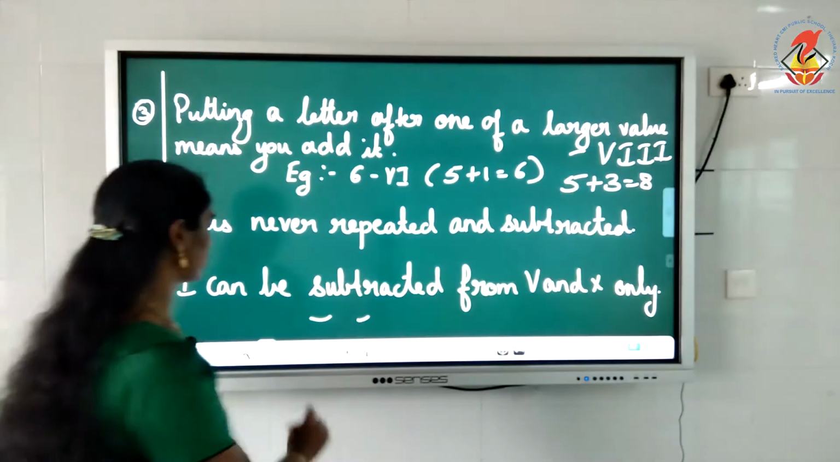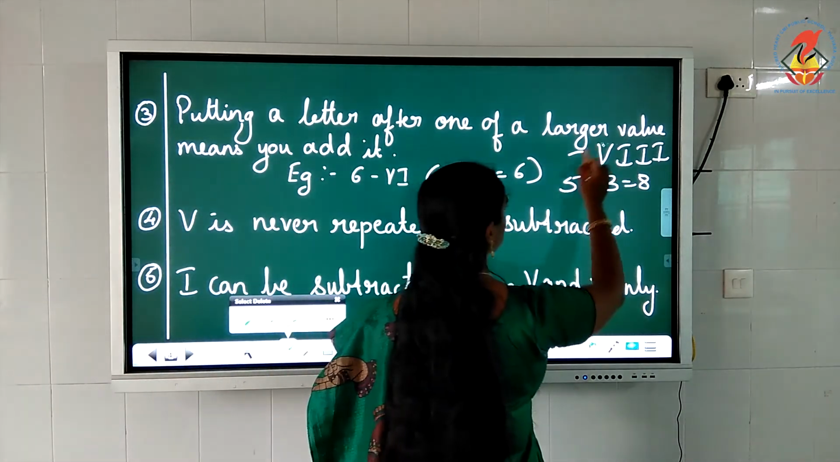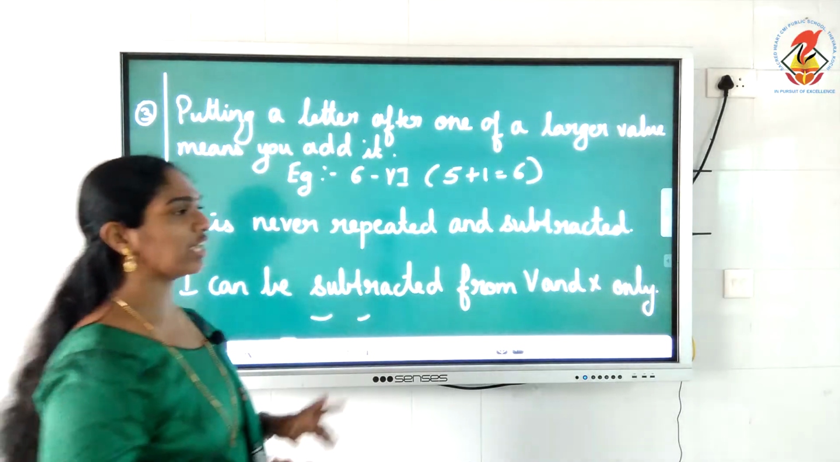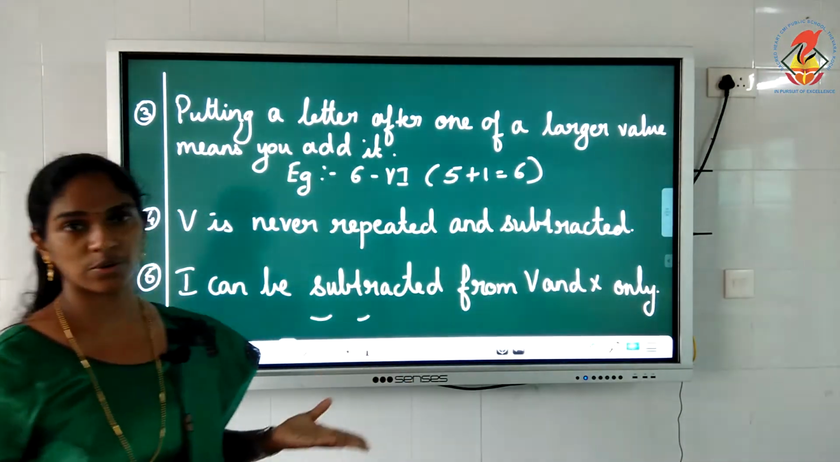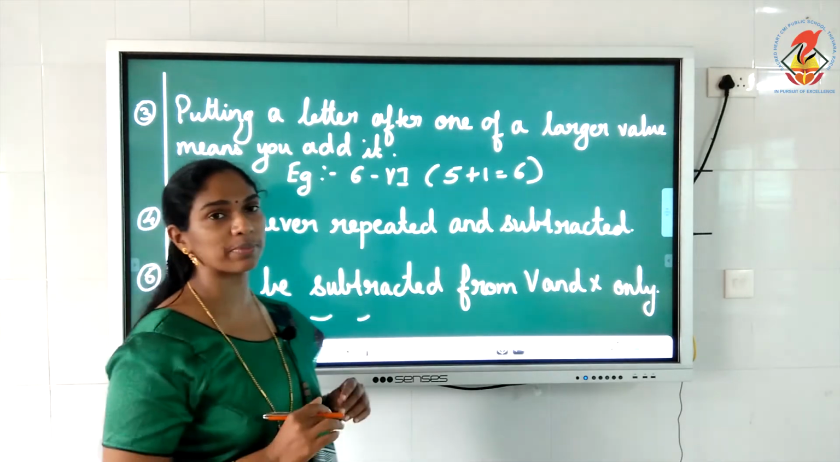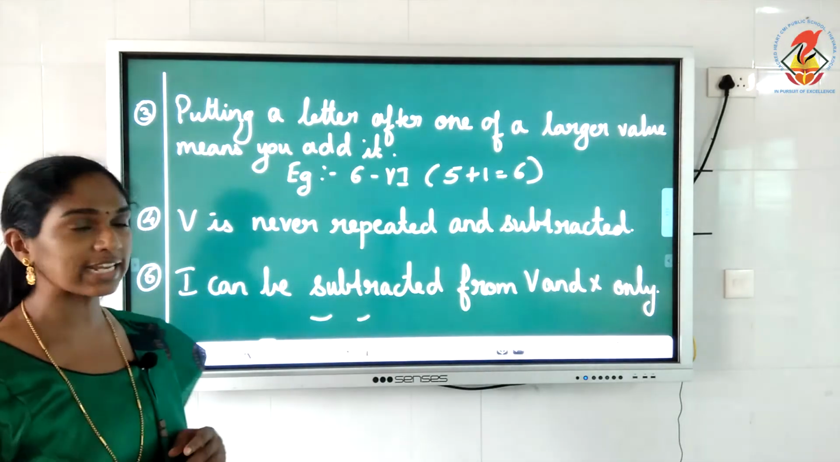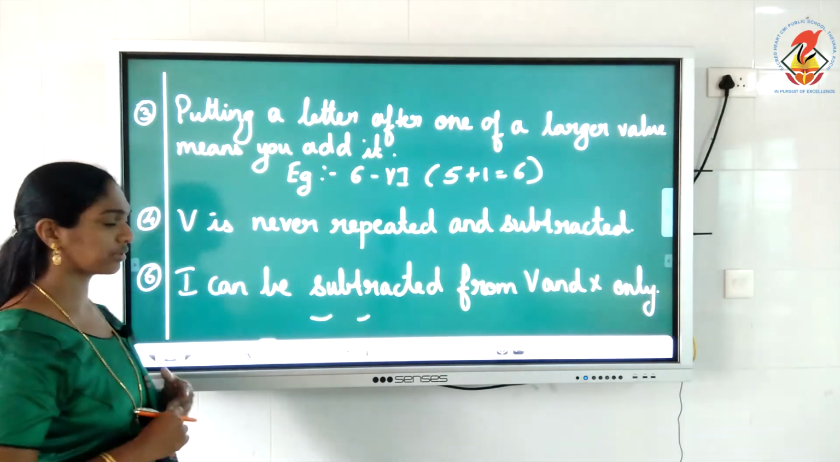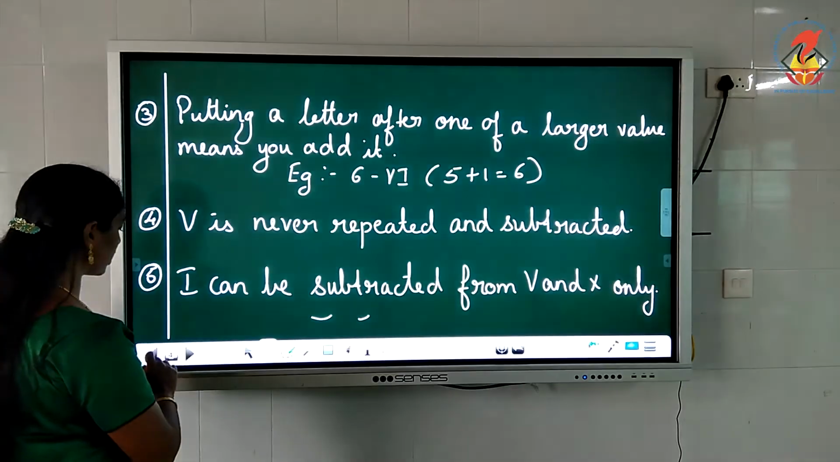So, 8 is written as VIII. Okay. Now, how will you write 9 children? Can you write V and 4 I's? No, that is not possible because you cannot repeat a letter more than 3 times. So, what will you do? What will you do children? Can you please tell me?